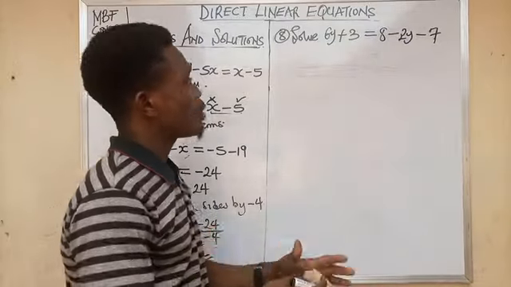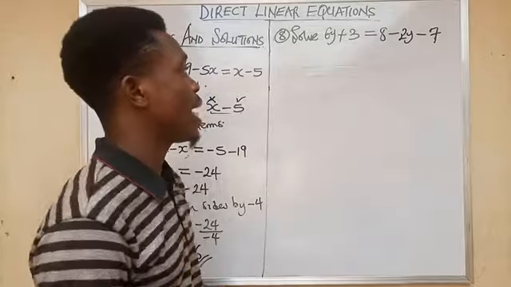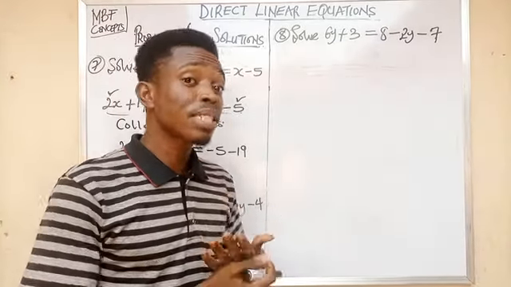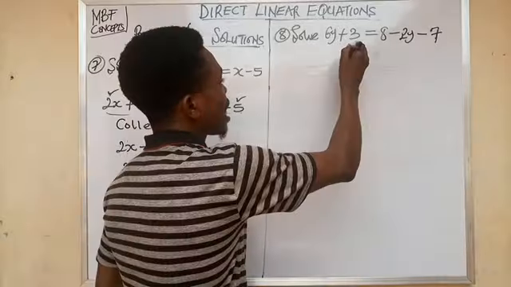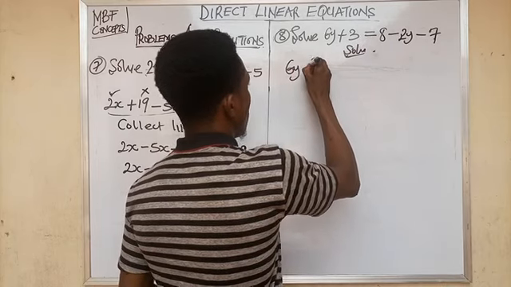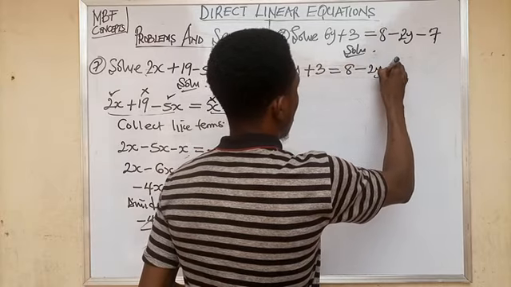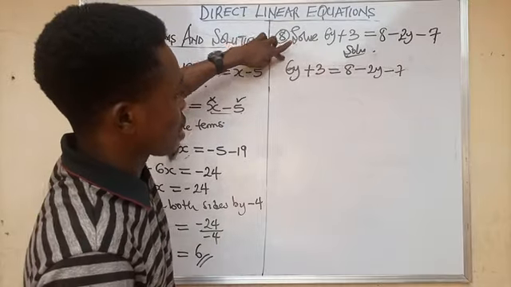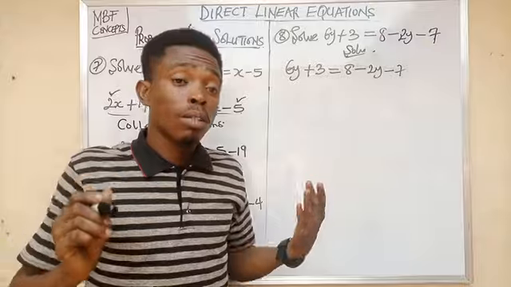Now question number 8, we are asked to solve 6y plus 3 is equal to 8 minus 2y minus 7. Guys, it's the same thing we have been solving. No big deal. What do we do? We put down our solution and have 6y plus 3 is equal to 8 minus 2y minus 7. So what do, guys? We already know that this is the left hand side and these are the terms at the right hand side. So next is to what?